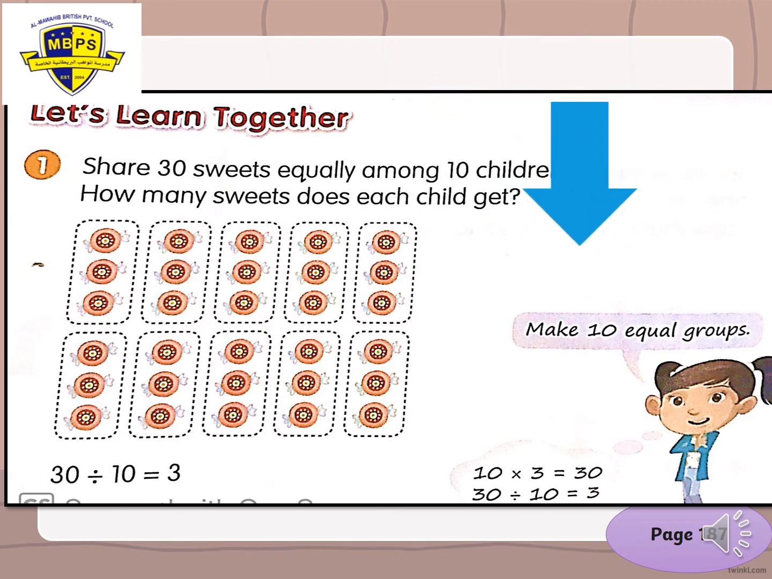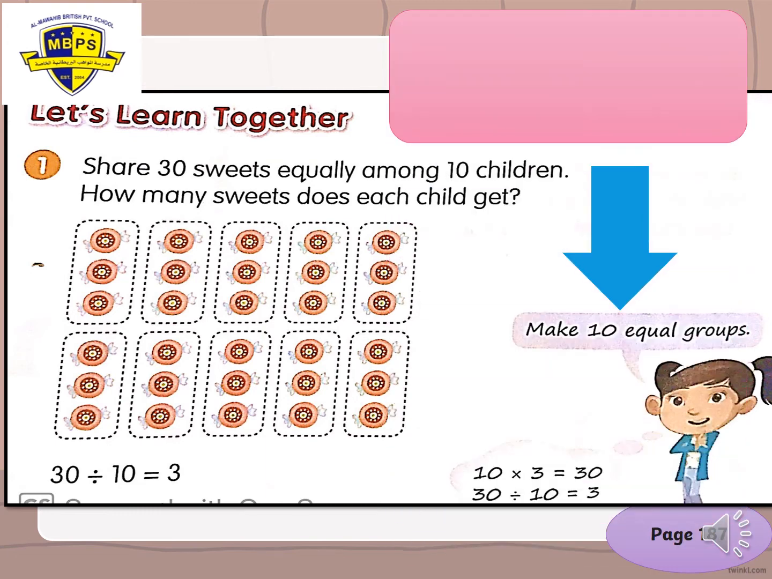But how can we write a multiplication sentence about this picture? Can you help me? First, tell me how many groups we have. We have 10 groups of how many sweets in each group? 3 sweets in each group. Now we can write it as a multiplication sentence. 10 times 3 equal 30. 30 is the total number.